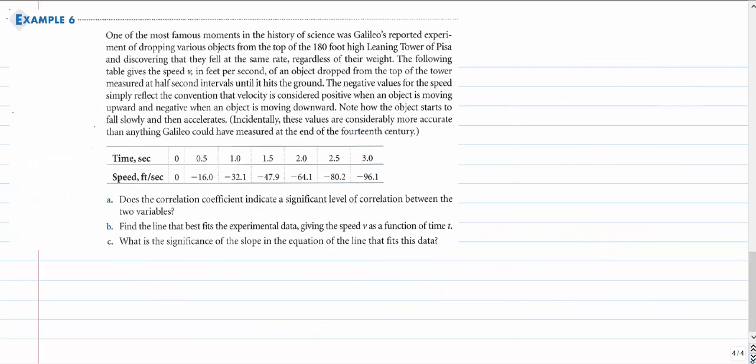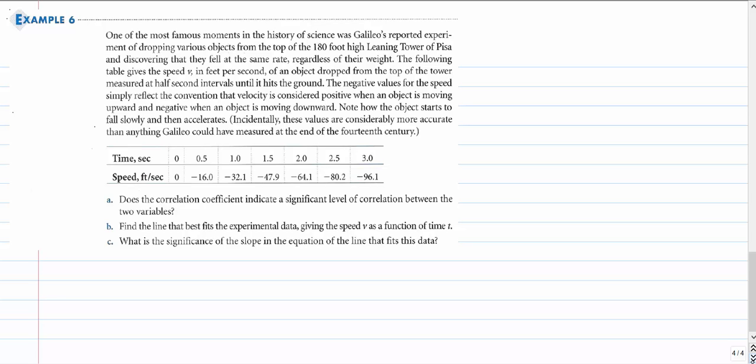All right, next question. One of the most famous moments in the history reported the experiment of dropping various objects from the top of a 180-foot high leaning tower of Pisa and discovering that they fell at the same rate regardless of their weight. The following table gives the speed v in feet per second of an object dropped from the top. Negative values for the speed simply reflect the convention that velocity is considered positive when an object is moving upward and negative when an object is moving downward. Note how the object starts to fall slowly and then accelerates.